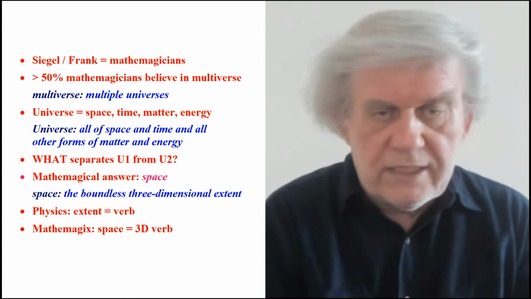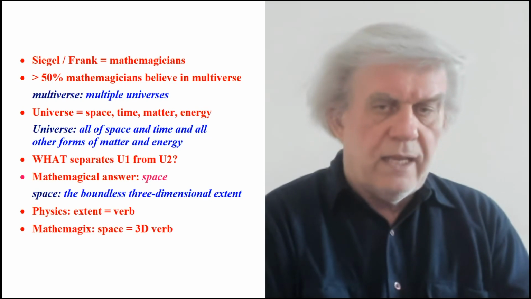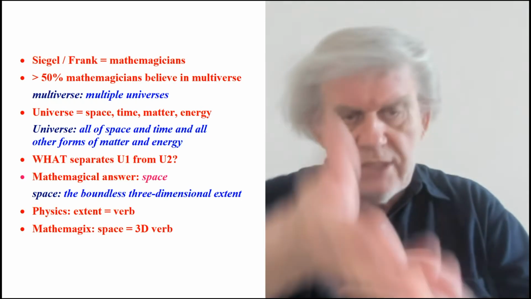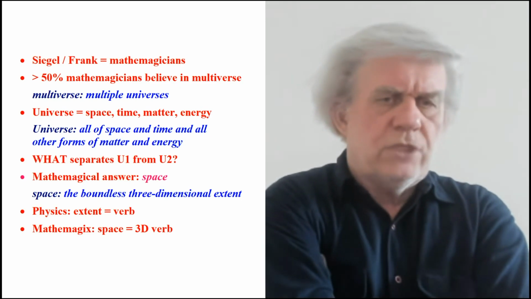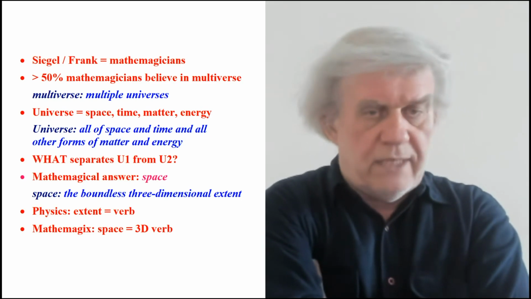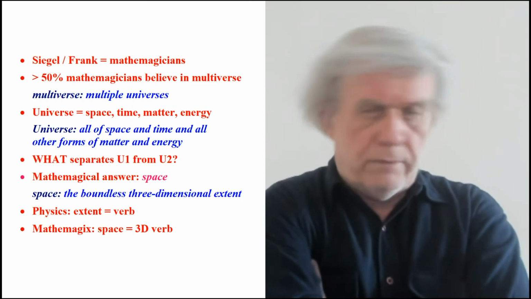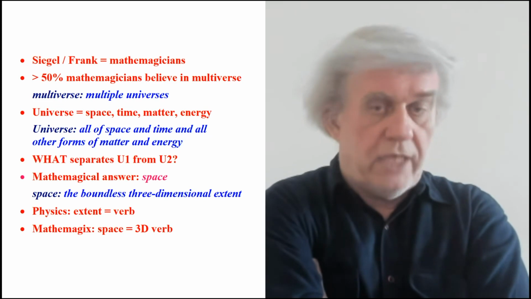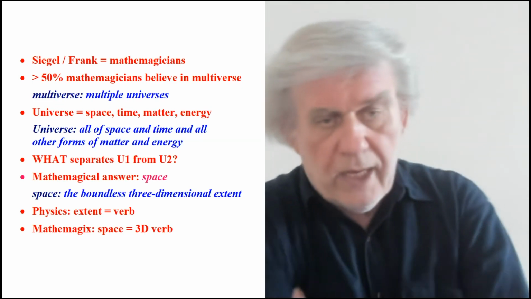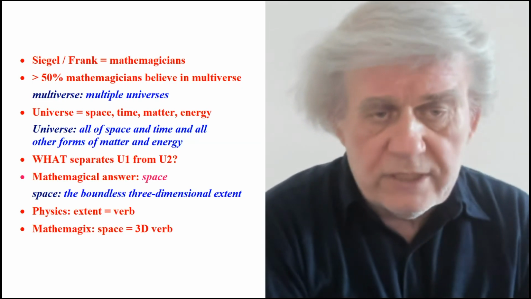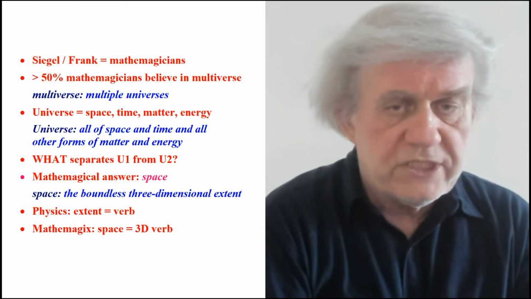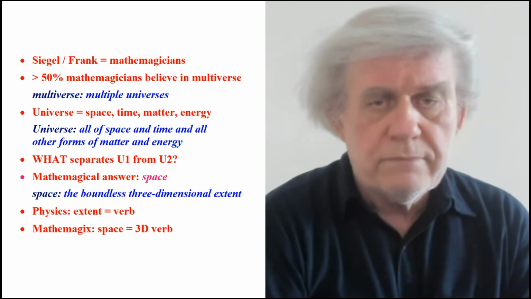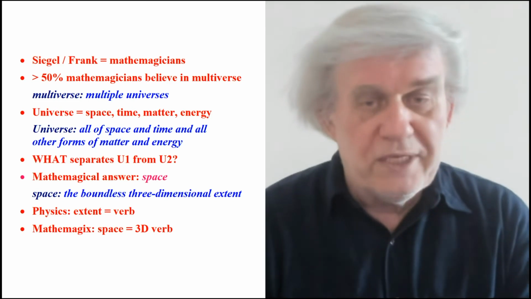Okay, and so what was space? Well, the boundless 3D extent. That's the definition that this fellow earlier gave, and that comes from Wikipedia. Again, these people just copy-paste what you'll find in Wikipedia. So space is the boundless, meaning infinite, right? 3D, right? Extent, what? Verb. Great definition. Okay, it's the extended extent. Great. And in physics, extent is a verb, to extend. And in mathematics, space ends up being a 3D verb. So that's what we learned from mathematics.